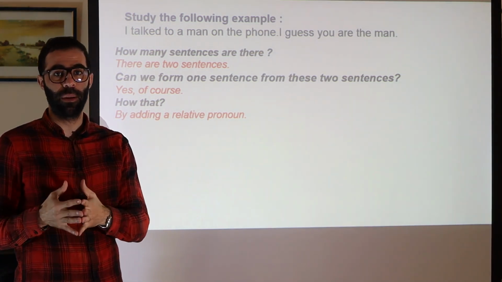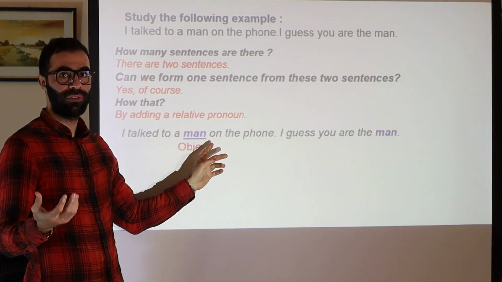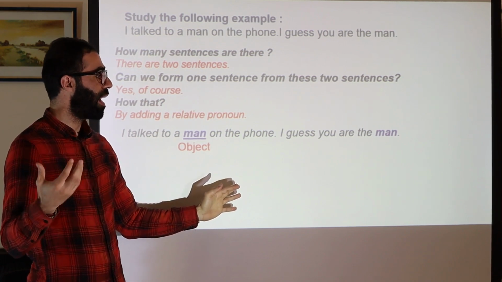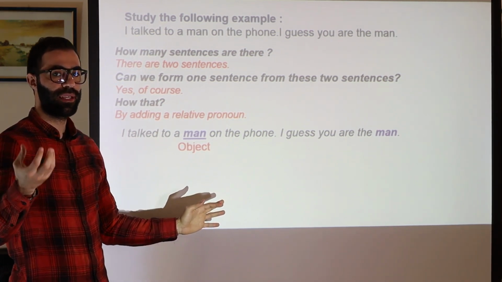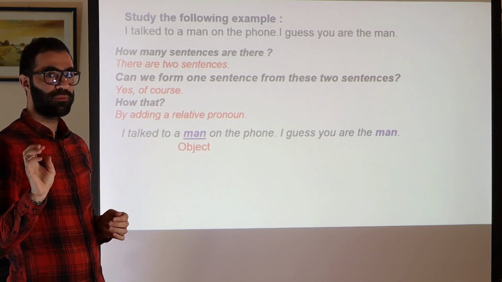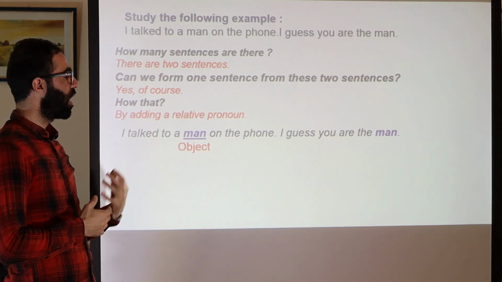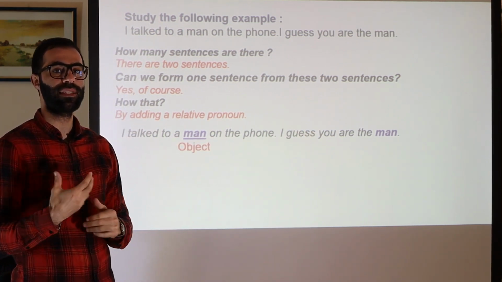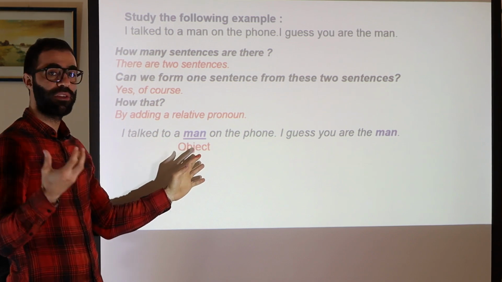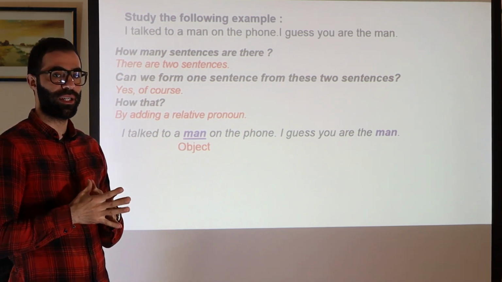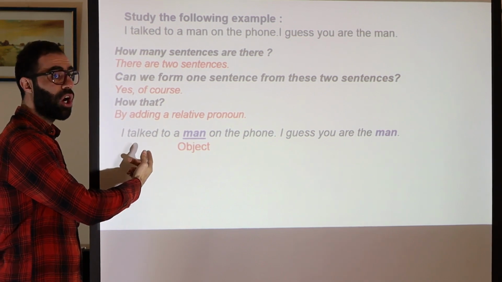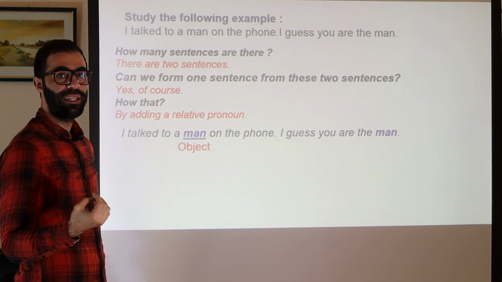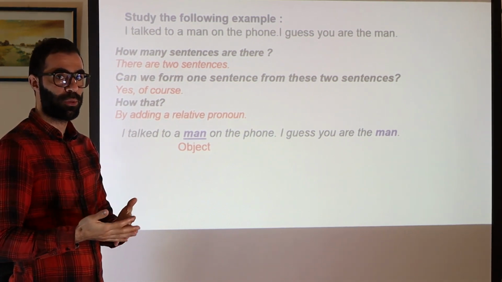Now, let's see the same example by adding the relative pronoun. I talked to a man on the phone. I guess you are the man. So the same example. But what do you notice? We notice that we have man, and in the second sentence we have man. There is a repetition. And the position of the man in my sentence is as an object. I is a subject, talked is a verb in the past, and a man, or to a man, the man here is the object.